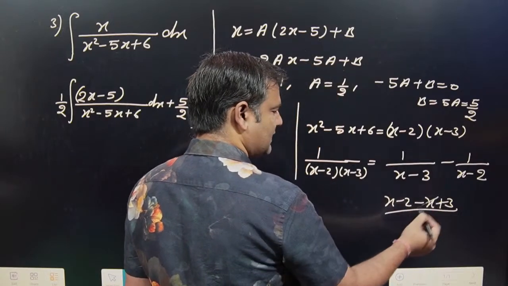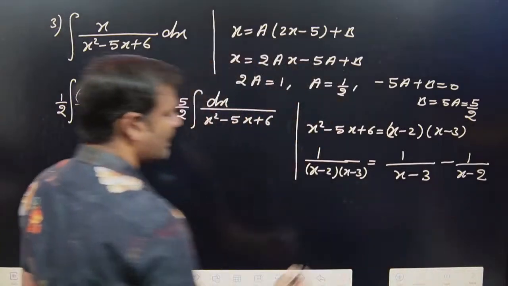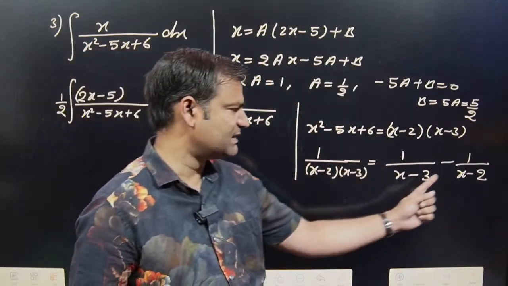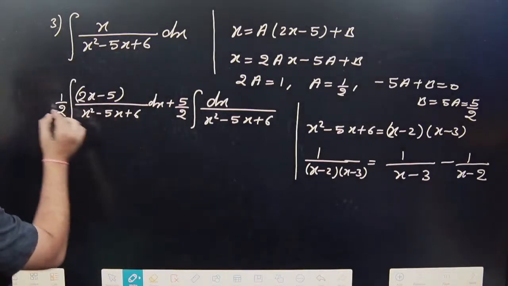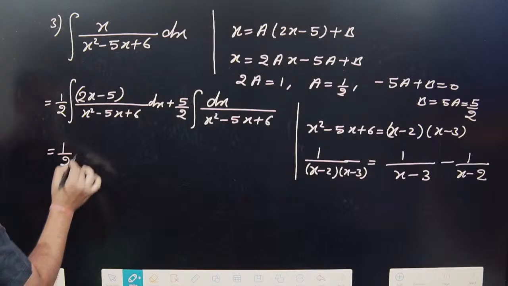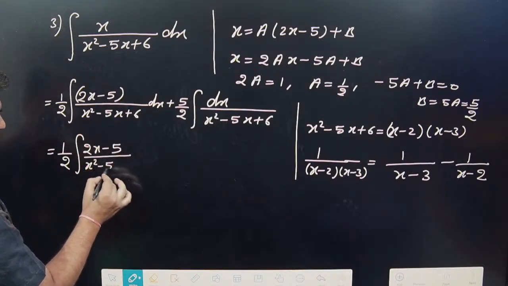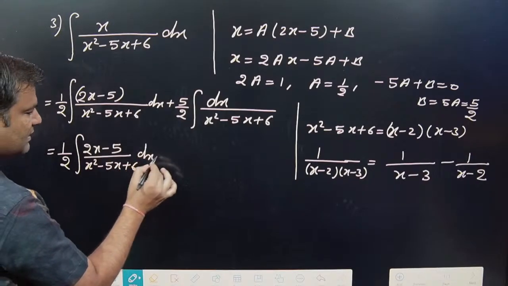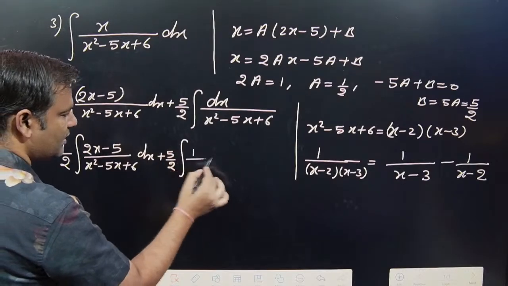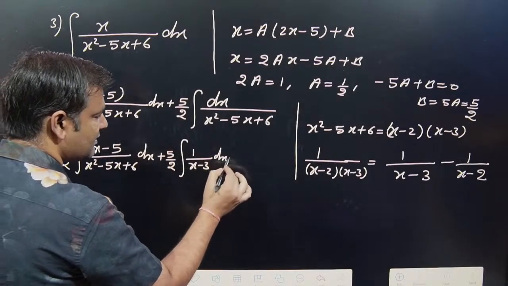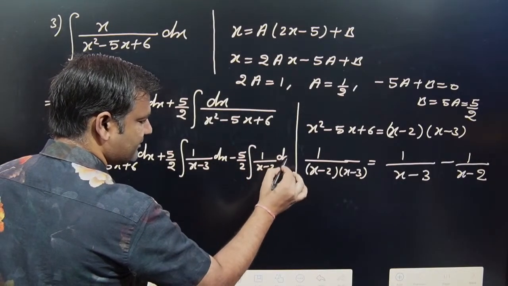So you can say that that one cancels, plus 1. So you can say that this one is written as 1 upon x minus 3 minus x minus 2. Okay, so this part is 1 by 2 into integration of 2x minus 5 divided by x square minus 5x plus 6 dx, plus 5 by 2 into integration of 1 upon x minus 3 dx, minus 5 by 2 into integration of 1 upon x minus 2 dx.